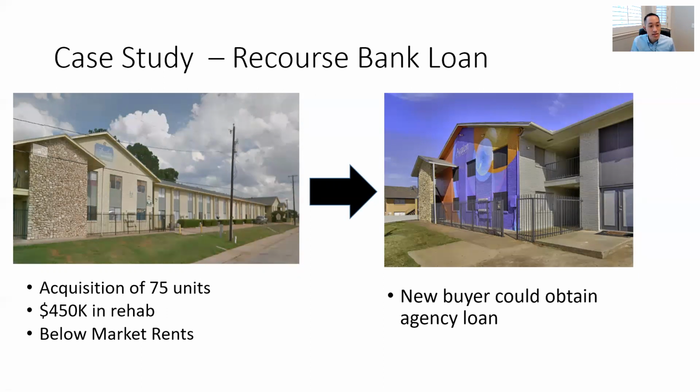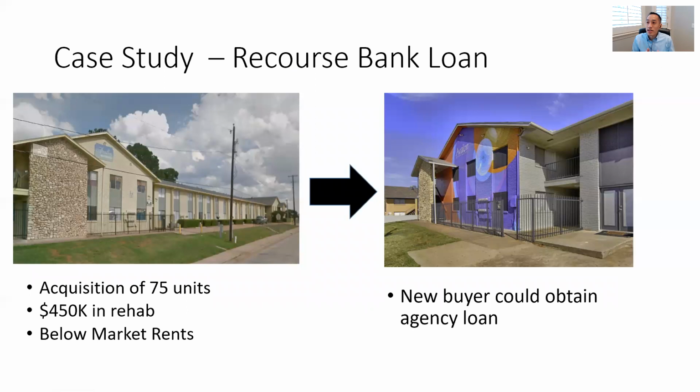So he really needed to do a lot of rehab to the property, $450,000 in rehab. The rents were below market. And so he really came in, spent a lot of money on the exterior and the interior of the property. And then when he sold this property, essentially 2 years later, the new buyer could come in and get a Fannie and Freddie loan because a lot of the rehab had been done. There was limited deferred maintenance, and they could get a non-recourse loan at that point.